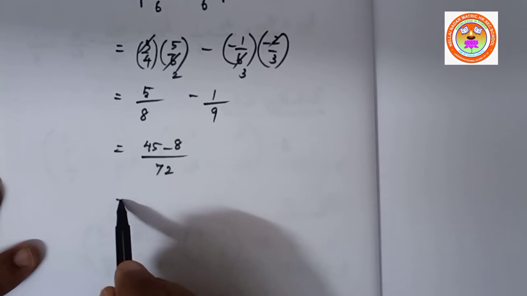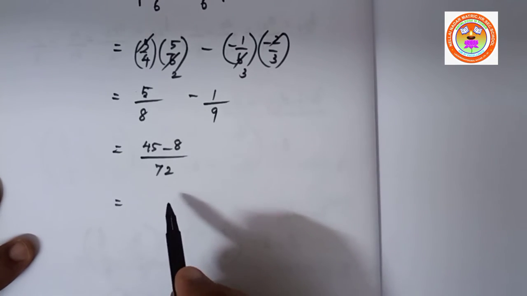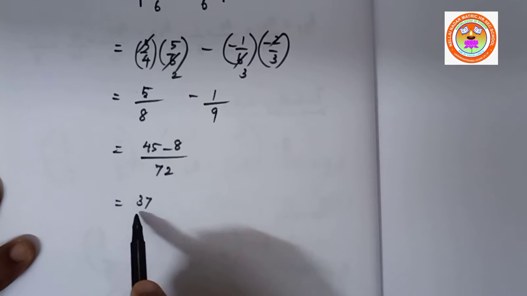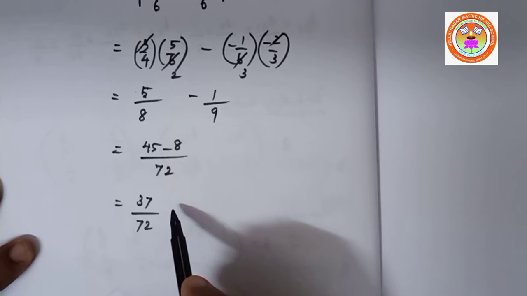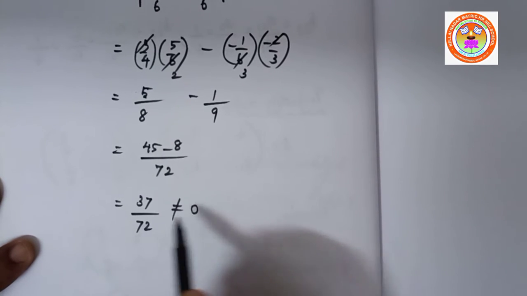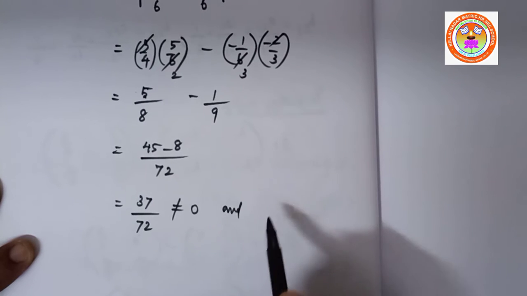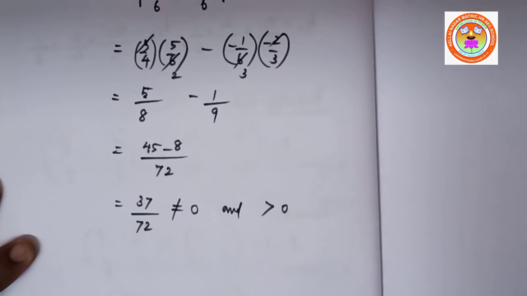That is equal to 45 minus 8, that is equal to 37 divided by 72, which is not equal to 0. At the same time, it's a positive one. You can write greater than 0 also, because that is a positive one.